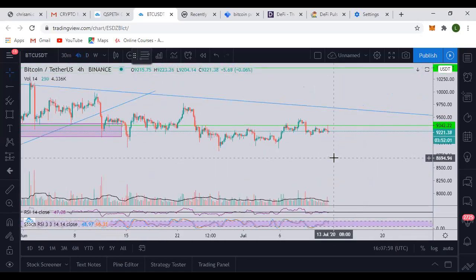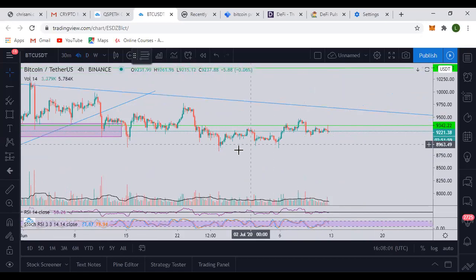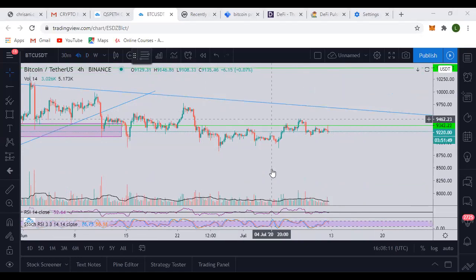This is where I make most of my decisions, and I say, okay, this one here is a support. This is a support, and this is a resistance. I now start scalping. I buy here, I sell here, I short here, I long here, just like that.